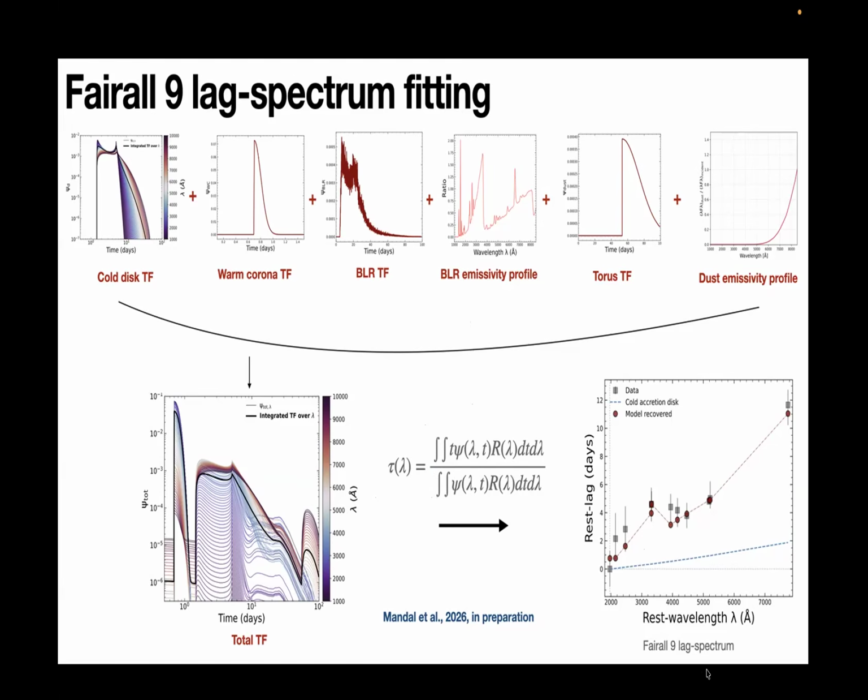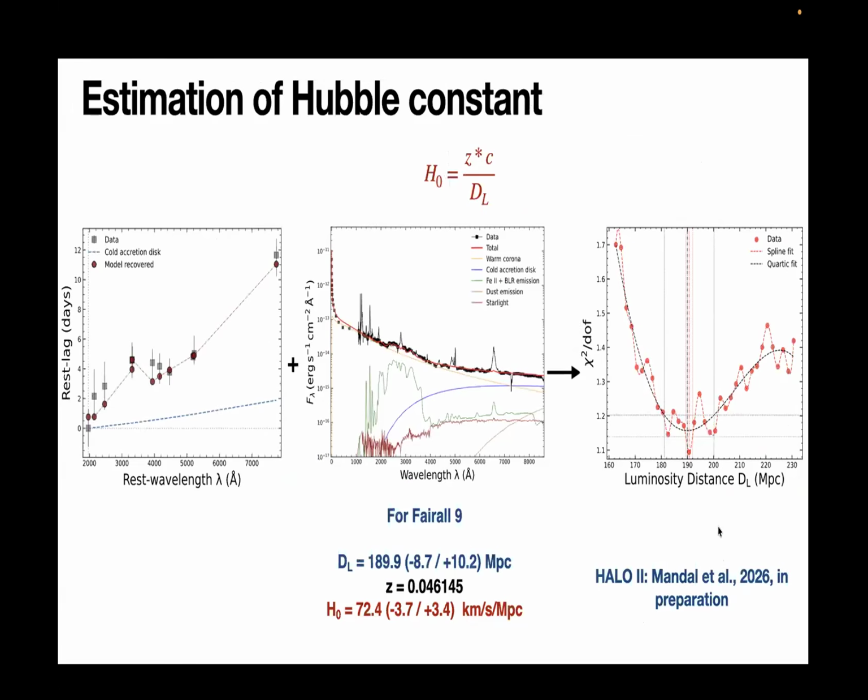And the advantage of this model is that this model is independent of luminosity distance. Therefore, we can fit simultaneously both the lag spectrum as well as the spectral energy distribution at different luminosity distances, and the best fit parameters can be obtained by using the chi-square minimization technique.